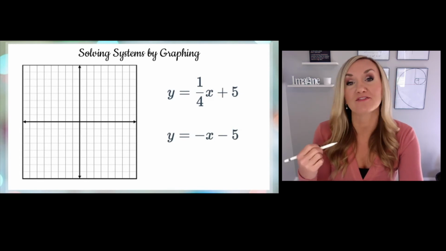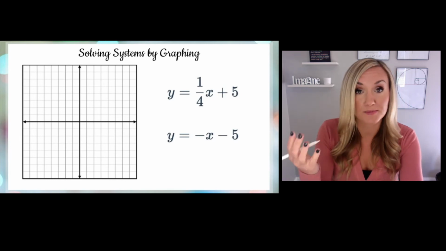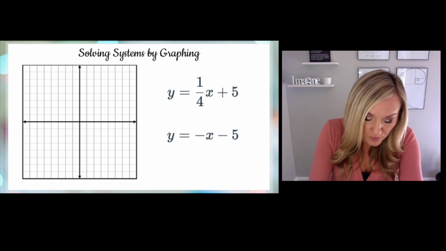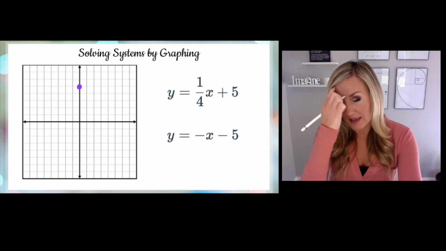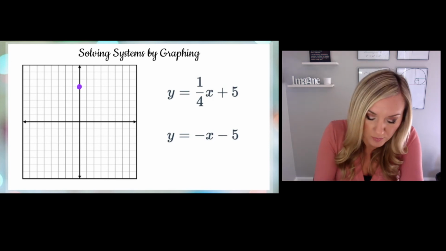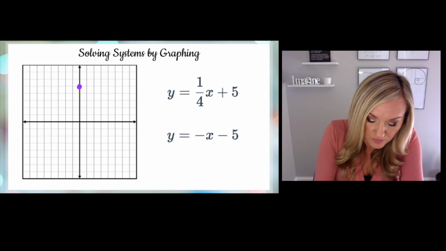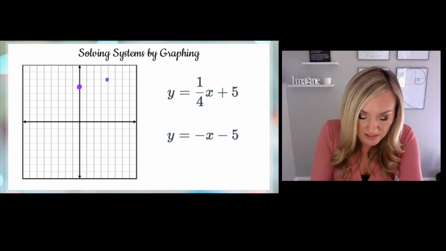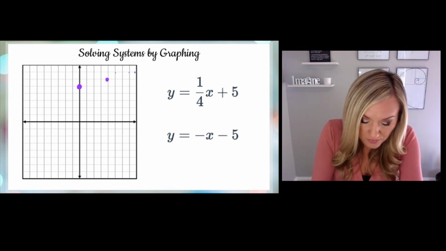I'm going to start by graphing the first equation. So I'm going to go up to a +5, 1, 2, 3, 4, 5, and place my point. And then now I'm going to move 1 over 4. So up 1 to the right 4, up 1 to the right, 1, 2, 3, 4. I'm going to continue to do that again, up 1, 1, 2, 3, 4. I'll just clean that up.